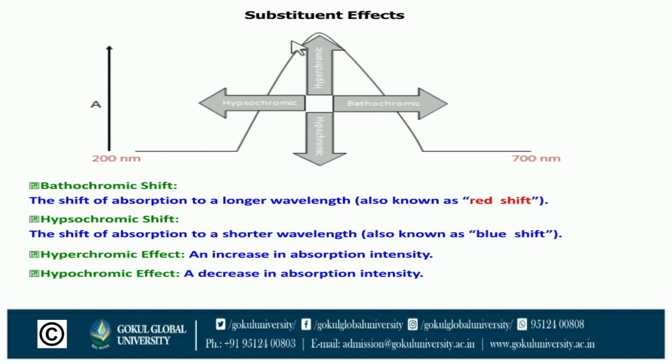So when this peak goes down, that's called a hypochromic effect. When this peak goes up, it's called a hyperchromic effect. When this peak shifts to a longer wavelength, it is known as a bathochromic shift. And when this peak shifts to a shorter wavelength, it is known as a blue shift, or a hypsochromic shift.